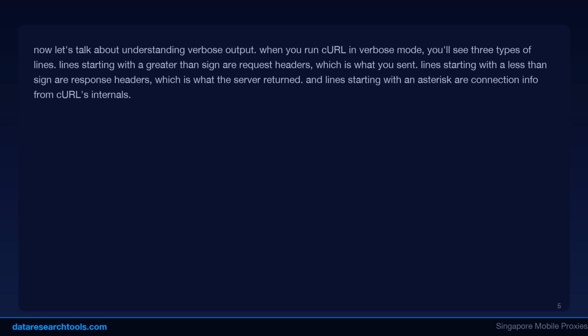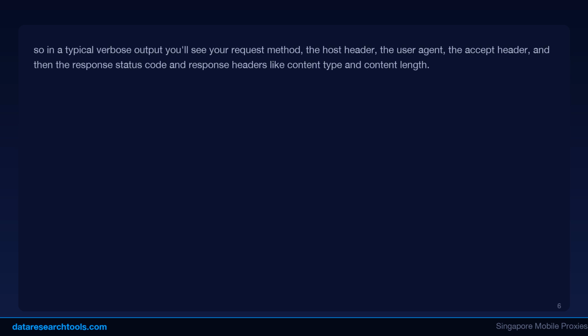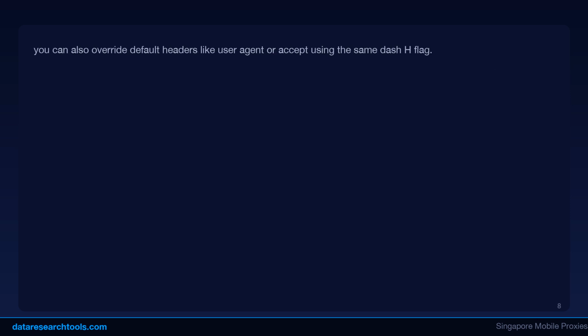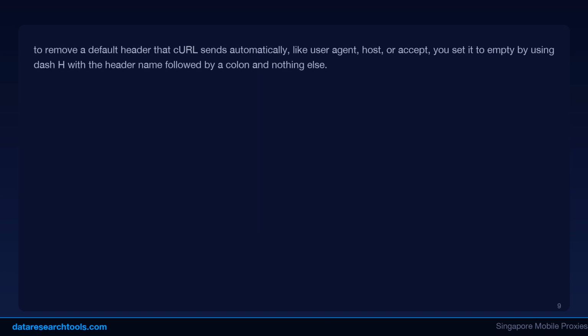For sending custom request headers, you use the header flag followed by the header name and value. This is how you set things like user agent, accept, authorization, and any other custom headers. You can add multiple headers by using the flag multiple times in a single command. The most important headers for web scraping are user agent, which identifies your client software, accept, which tells the server what content types you can handle, accept language, which specifies your preferred language, referrer, which indicates which page linked to the current request, cookie, which sends session cookies for authenticated requests, and authorization, which provides API keys or bearer tokens.